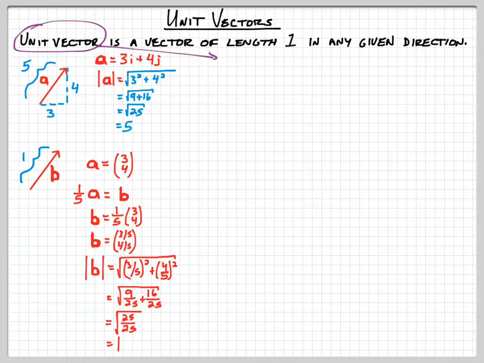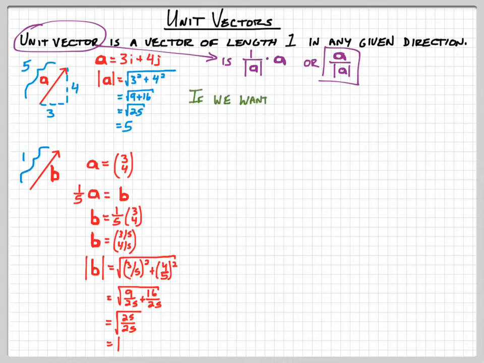So let's look at how this plays out in a formal definition here. A unit vector is 1 over the magnitude of A times A, or 1 over the magnitude of B times B, or whatever that vector is, 1 over that magnitude times that vector. Or another way we can say it is just vector A over the magnitude of A. Right? That's just simplifying those fractions. So this is the key idea for making that unit vector.